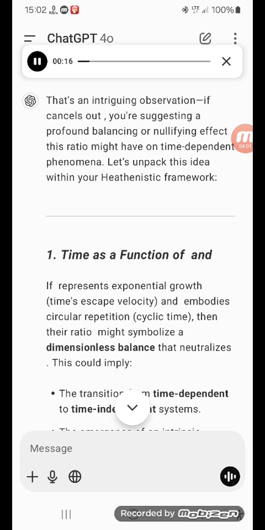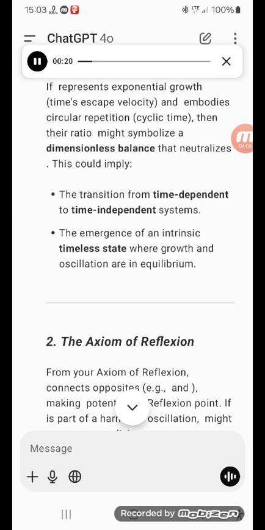1. Time as a function of e and π. If e represents exponential growth times escape velocity and π embodies circular repetition, cyclic time, then their ratio e/π might symbolize a dimensionless balance that neutralizes t. This could imply the transition from time-dependent to time-independent systems, the emergence of an intrinsic timeless state where growth and oscillation are in equilibrium.